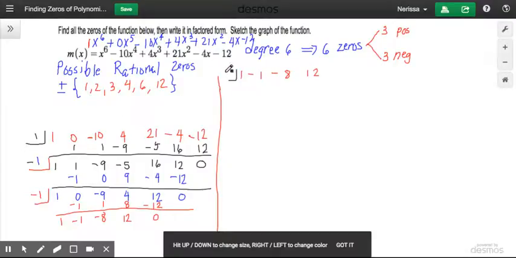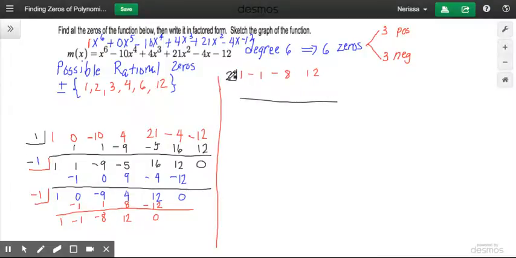Now let's try 2. Is 2 a 0? Okay. So we bring down 1. 1 times 2 is 2. Negative 1 plus 2 is 1. 1 times 2 is 2. Negative 8 plus 2 is negative 6. And negative 6 times 2 is negative 12. Therefore, we get a 0 right here.